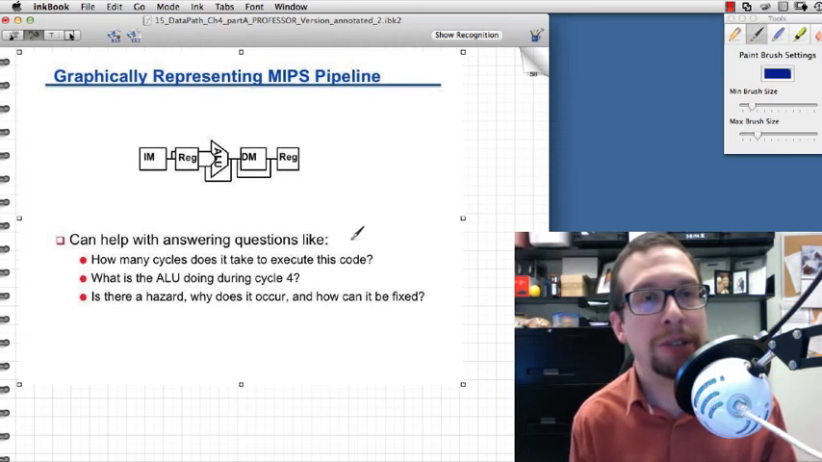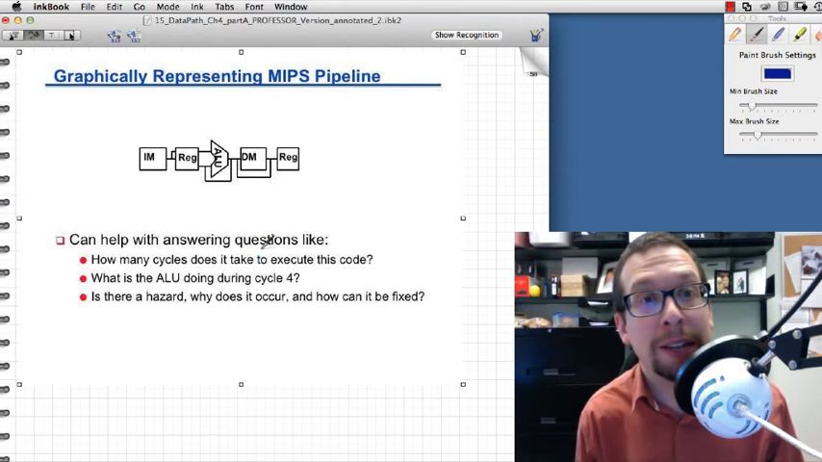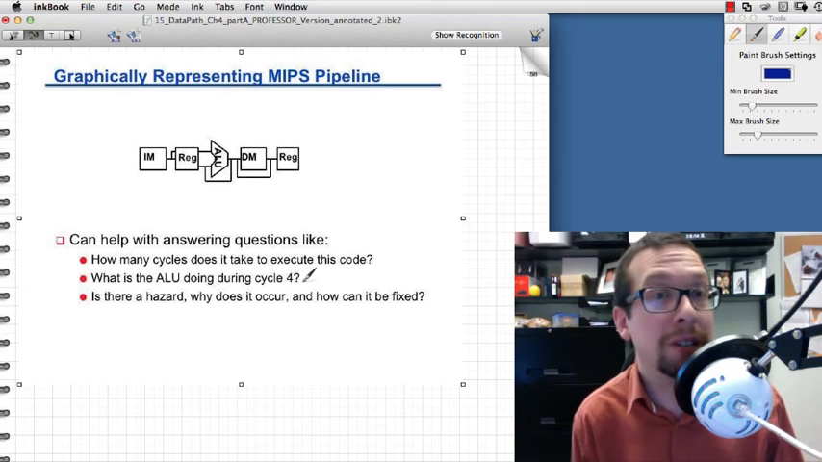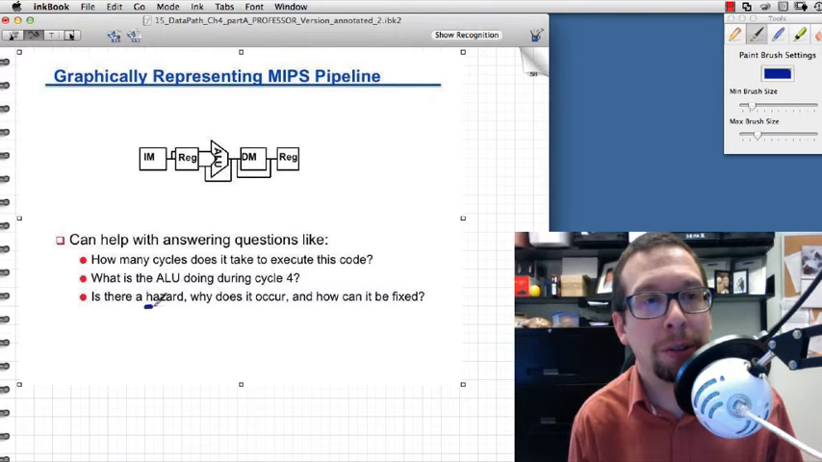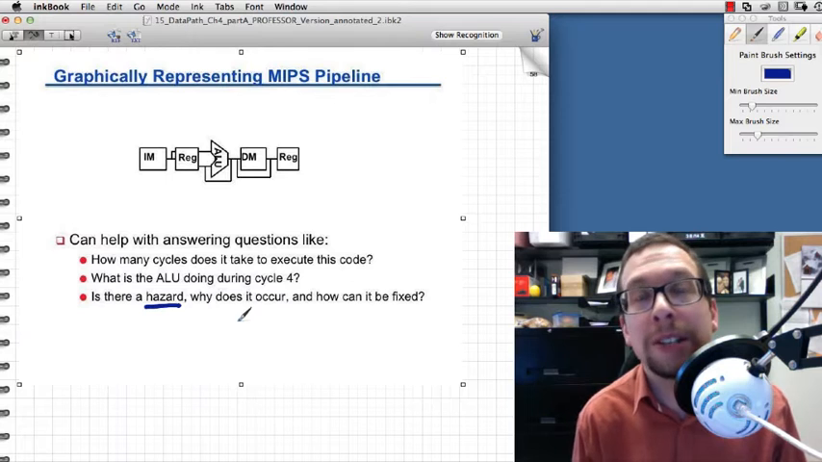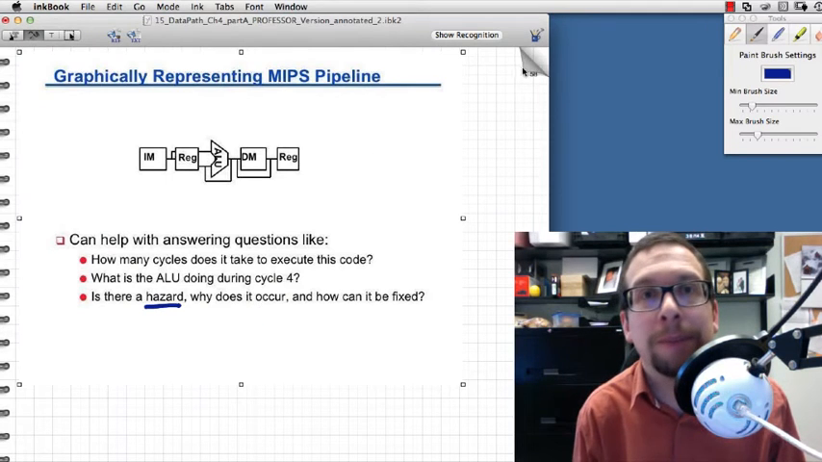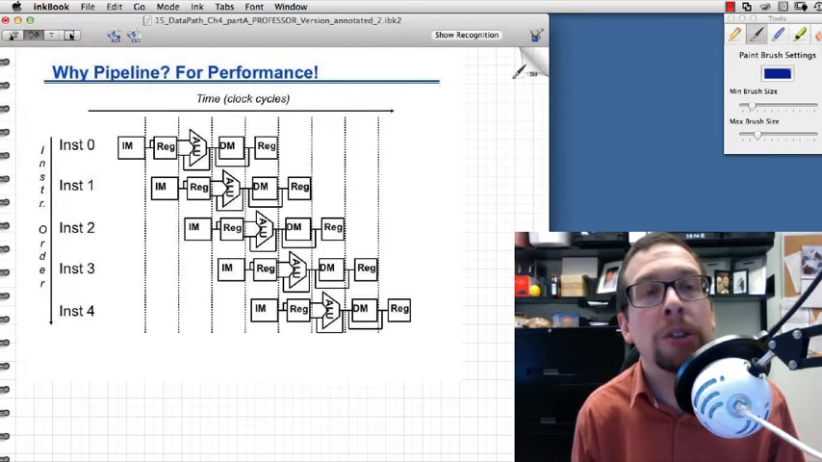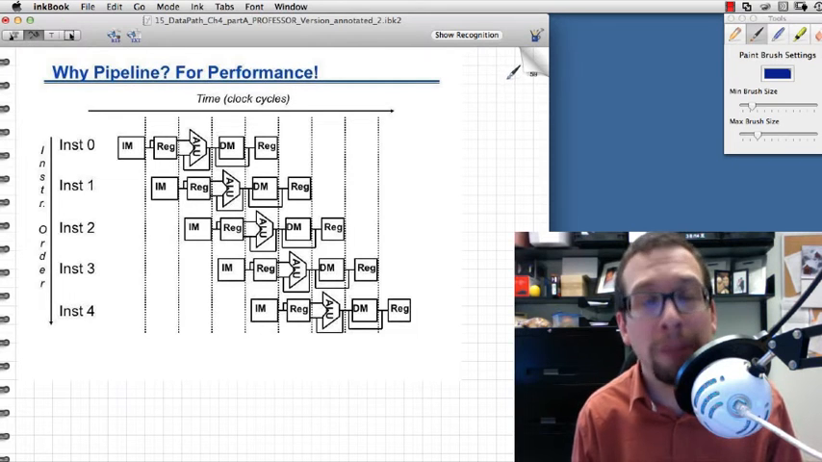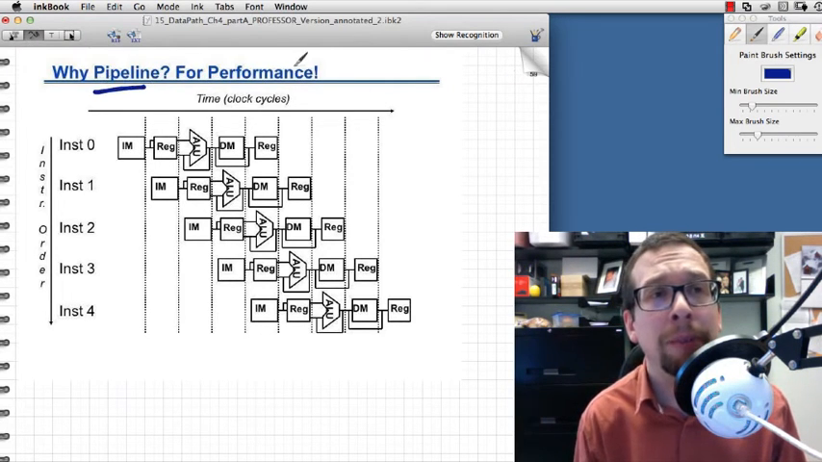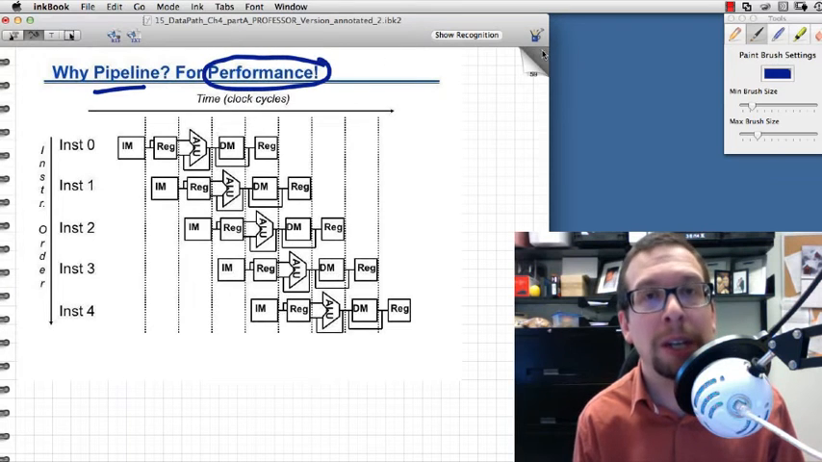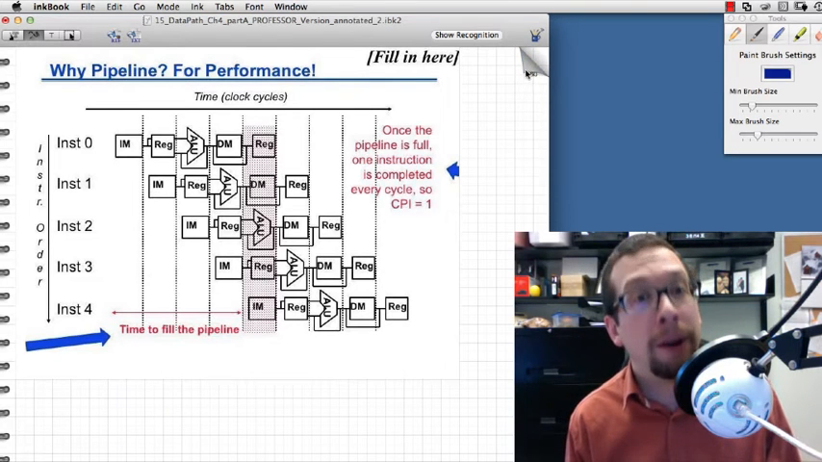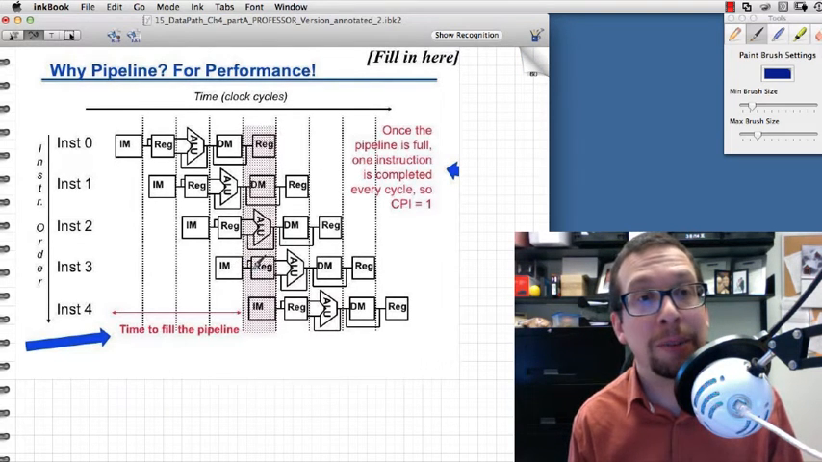And this helps us answer questions like, how many cycles does it take to execute a particular piece of code? What, for instance, would the arithmetic logic unit be doing during one of the cycles, like cycle 4? And if there's a hazard, we'll talk about that in a second, why does it occur, and can that be fixed? All right, so it's important once again to remember that we're complicating things because the pipelining is great for performance in general processing.